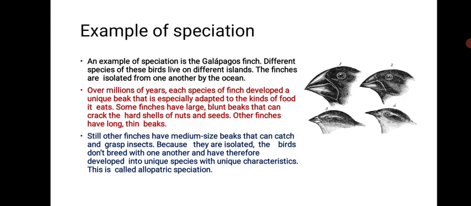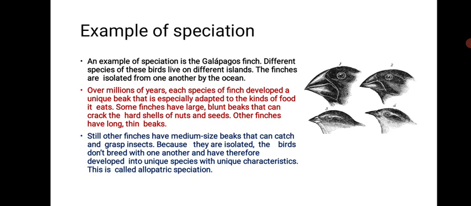An example of speciation is the Galapagos finch. Different species of the bird live on different islands. The finches are isolated from one another by the ocean. Over millions of years, each species of finch developed a unique beak that is especially adapted to the kind of food it eats. Some finches have a large blunt beak that can crack the hard shells of nuts and seeds, and other finches have long and thin beaks. Still other finches have a medium sized beak that can catch and grasp insects.